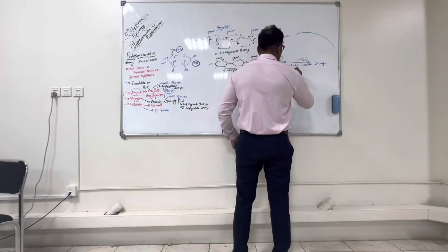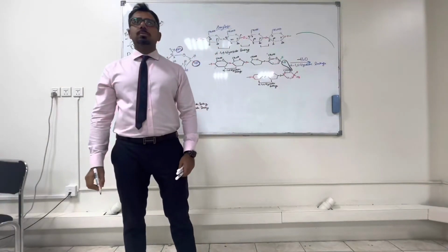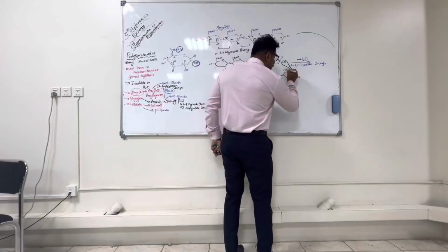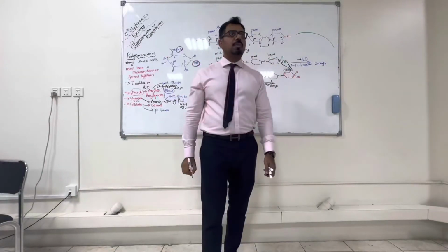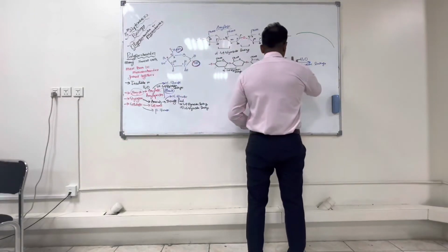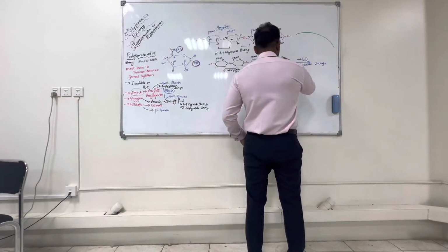Let me show you that this hydroxyl and this hydrogen, they will be lost as what? One water molecule. Gone? What is left behind? This oxygen. Now this oxygen I am going to show here will come in the middle as what? As a glycosidic bond.